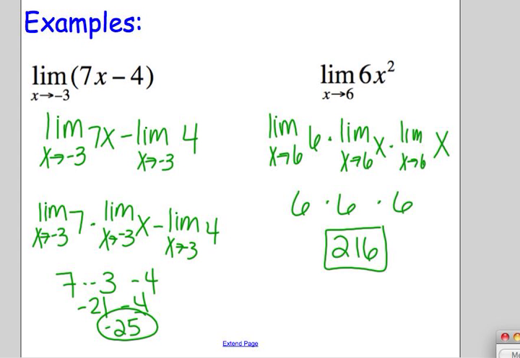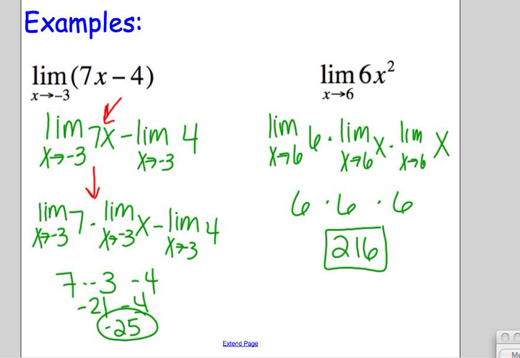Okay, if we talk through these a little bit, hopefully you got negative 25 and 216. The first thing to be careful of is when you split this one up into a difference, you get 7x, which is now a product, so it gets split up one more time. The limit as x approaches negative 3 of 7 is 7 times the limit as x approaches negative 3 of x, which is negative 3. And then we have the limit as x approaches negative 3 of 4, which is 4. So we're going to do the multiplying and then the subtracting.